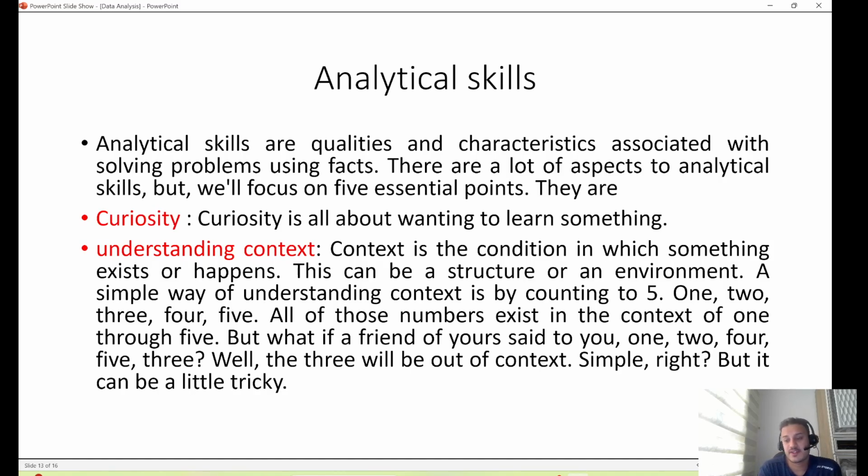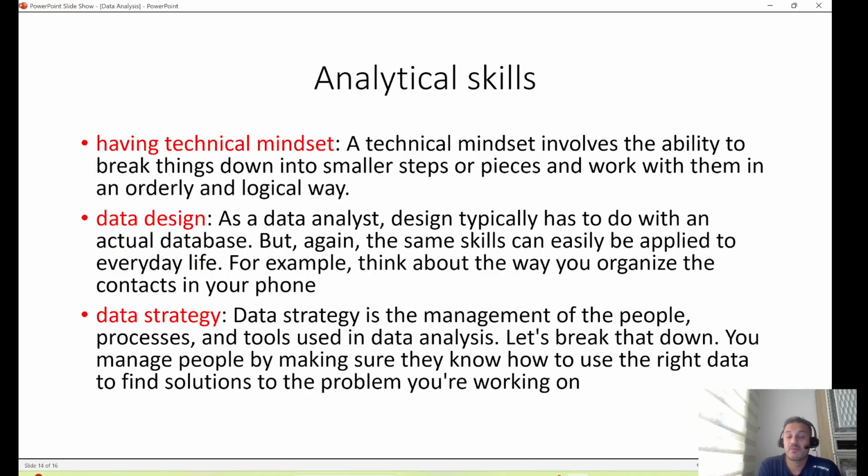The analytical skills you need are curiosity, so you need to learn something different, and understanding the context, so you know when the pattern has changed. For example, if your data is about temperature, you know the limit for temperature in this country is between 30 and 50. If you find something like 100, you start analytical thinking, because there is a problem here. And having a technical mindset means you separate your problem into small steps and try to identify how to solve it.